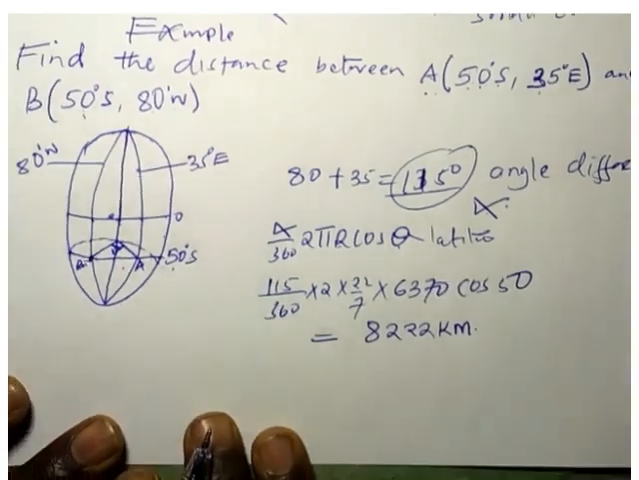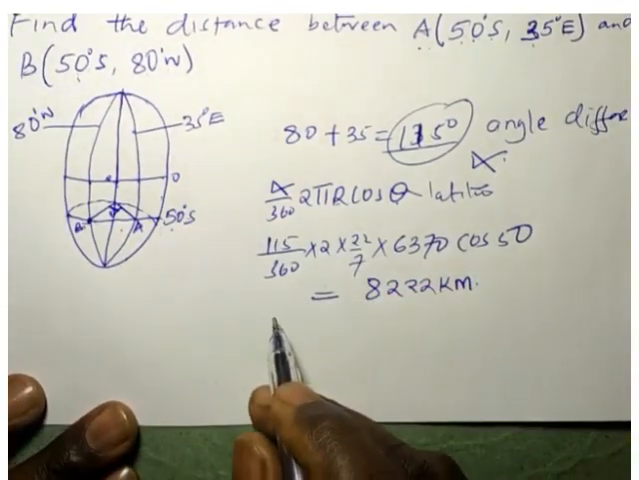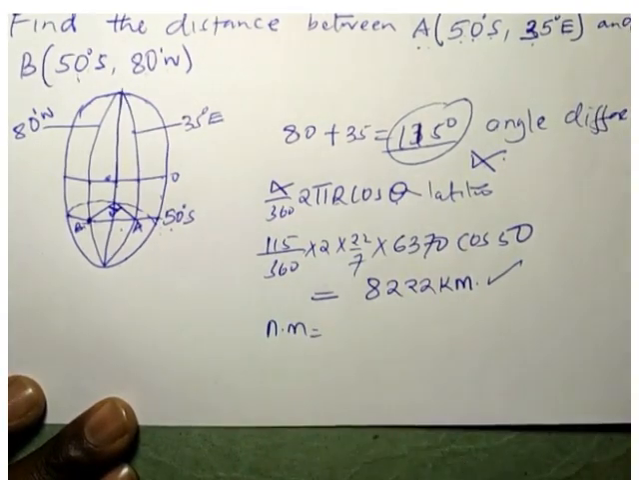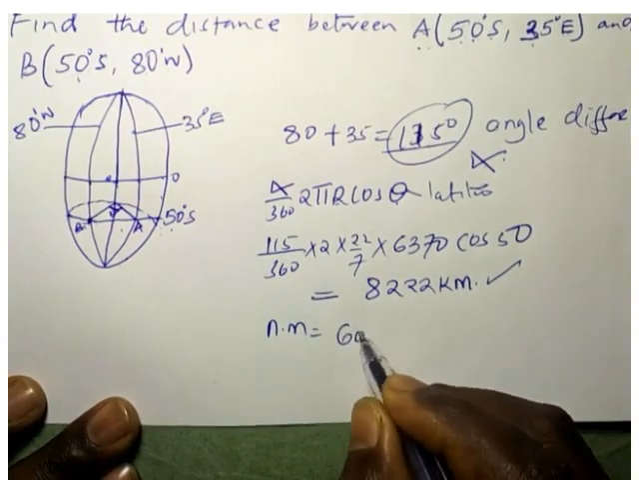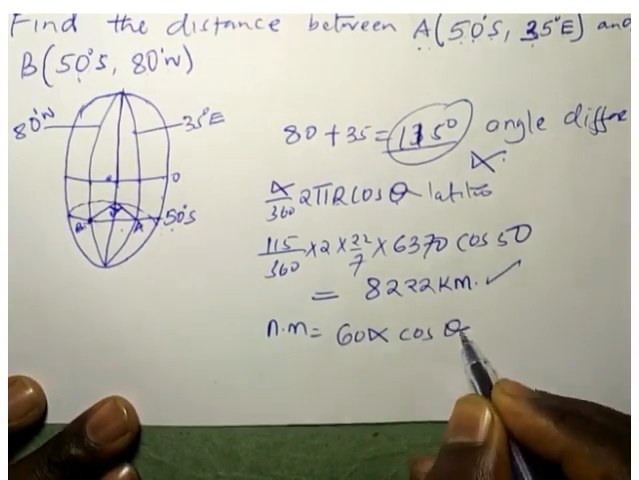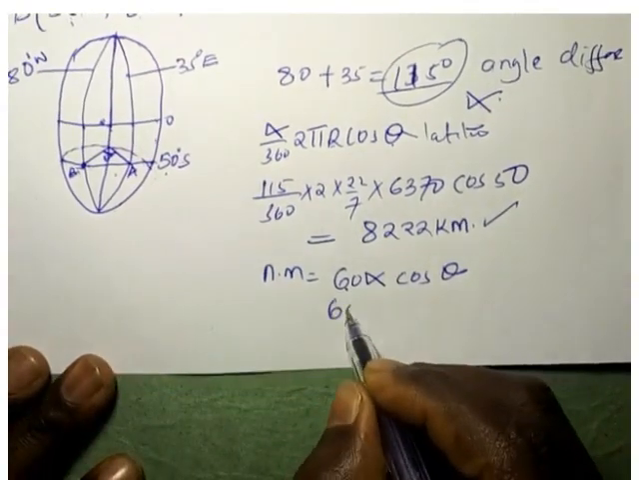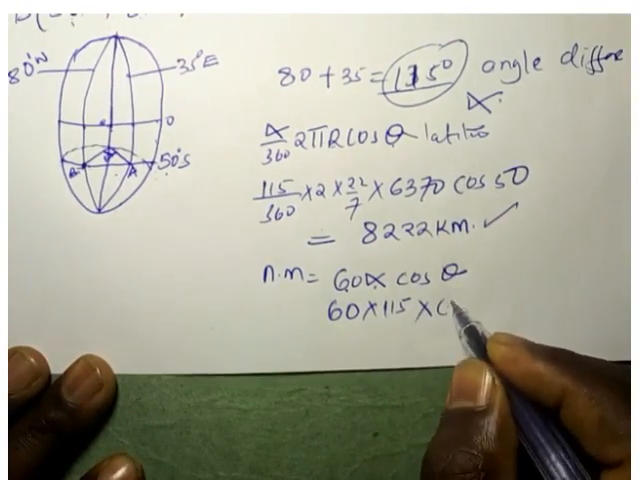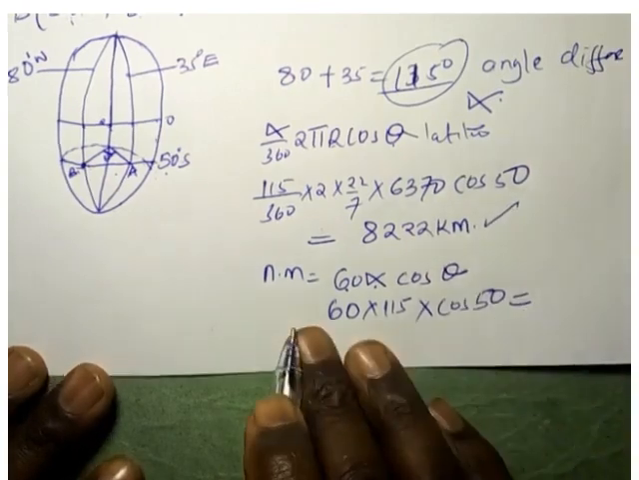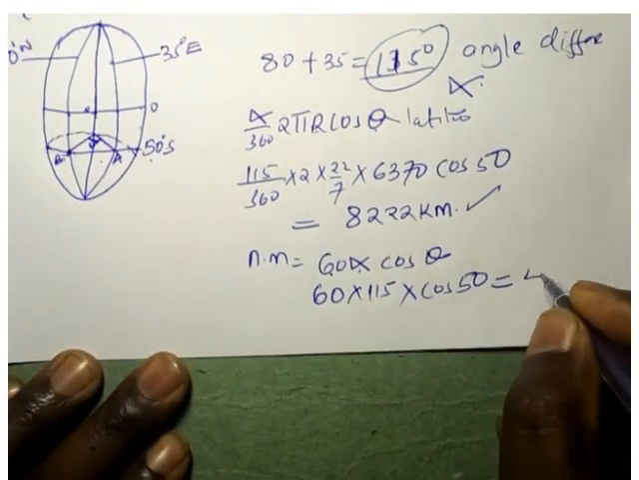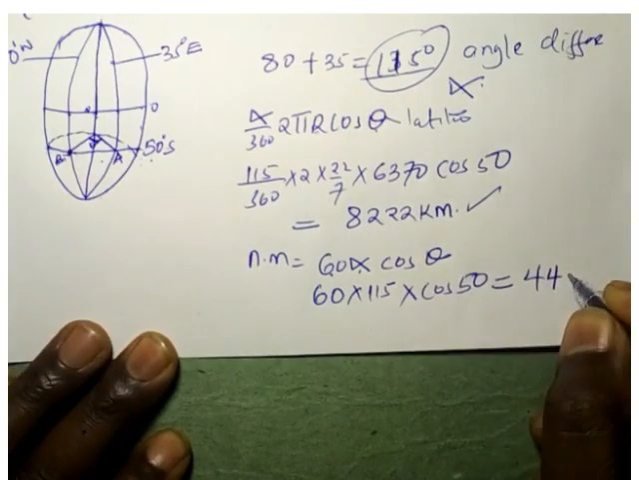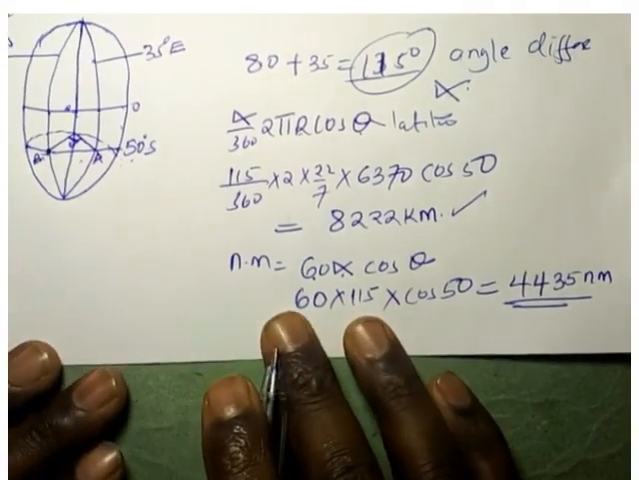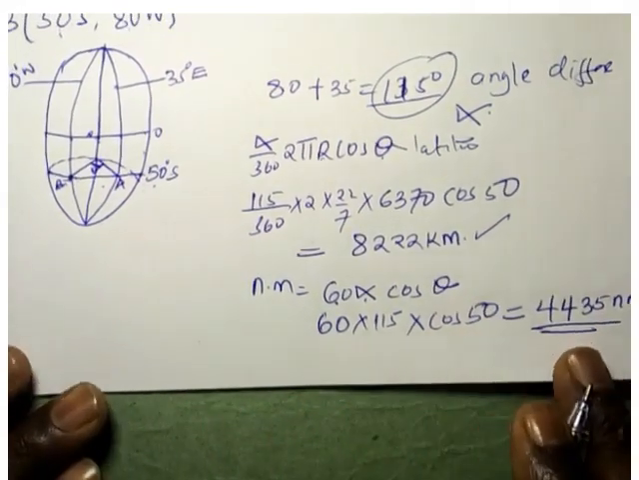kilometers. So next is to calculate the distance in nautical miles. In nautical miles, we can simply use the formula 60 alpha cos theta. 60 is a constant times alpha. Our alpha is 115 times cos 50, and this will give us 435 nautical miles. So that's how you calculate the distance along a small circle and a great circle.